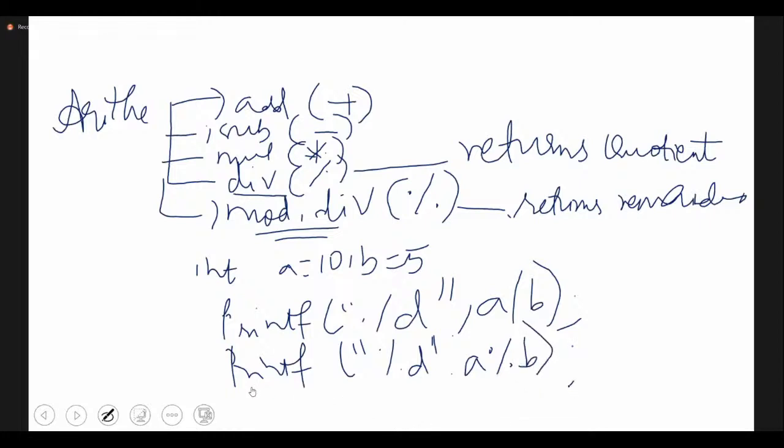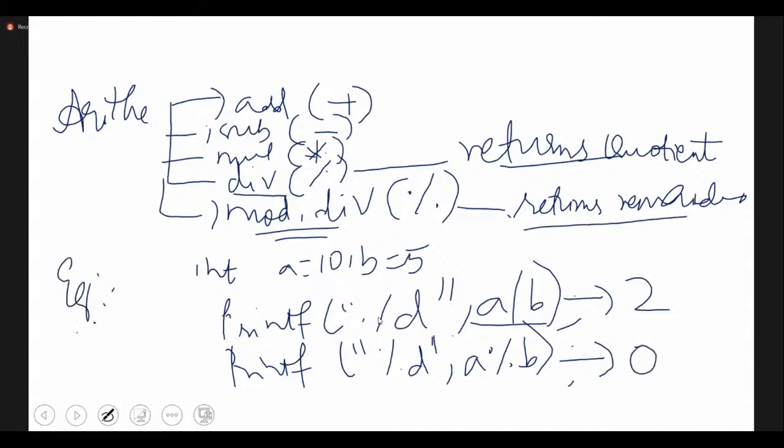When I run this, as I mentioned, a divided by b should return the quotient. So you get 2, and a modulus b will return the remainder. Here you get the value as 0. So you write this example and you state the expected output of this program. a divided by b returns the quotient, so you get the quotient as 2, and a mod b returns the remainder. You get the remainder as 0. Okay, this is about the arithmetic operators which you are going to explain.